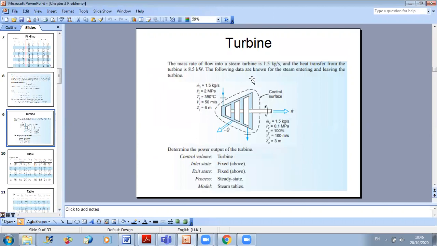Okay, the mass flow rate into a steam turbine is 1.5 kilogram per second, and the heat transfer from the turbine is 8.5 kilowatt. The following data are known for the steam entering and leaving the turbine. So in general, for a turbine, always the inlet state is superheated vapor. So at least you know that at the inlet you should go to the superheated tables.